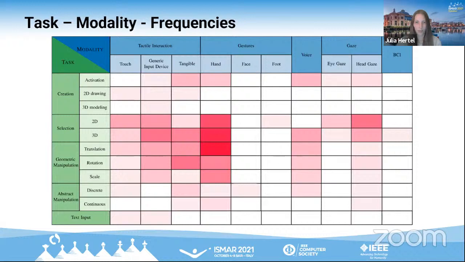This table presents an overview about the frequencies of combinations of tasks and modalities we found. The most frequent tasks are geometric manipulations, especially translations. Hand gestures is the most common modality, and the combination of using hand gestures for translation is the most common interaction technique we found. This table also shows which task-modality combinations we did not identify in the scope of our literature review, which could give us hints about possible research gaps.